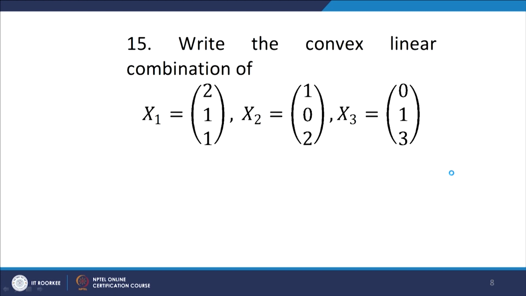And question number 15 is: write the convex linear combination of the following 3 points x1, x2 and x3, where x1 is given by (2, 1, 1), x2 is given by (1, 0, 2) and x3 is given by (0, 1, 3). Please make sure that you write the complete definition of a convex linear combination of 3 points.